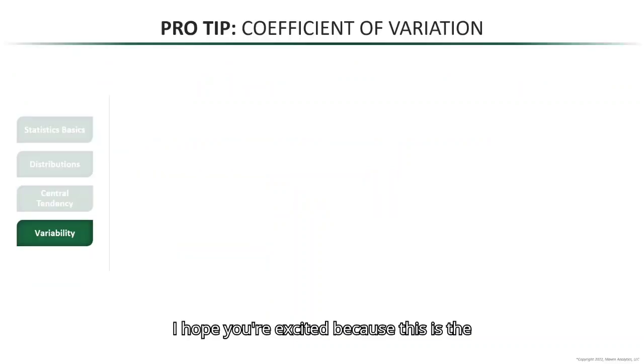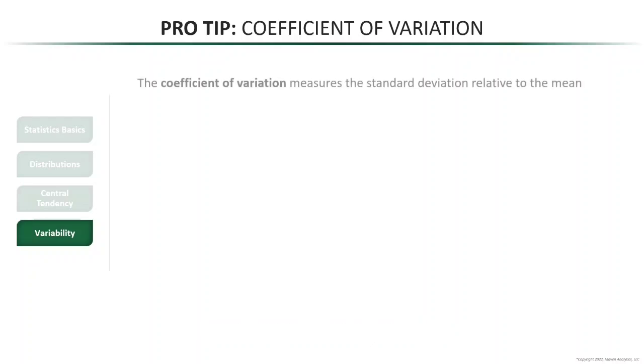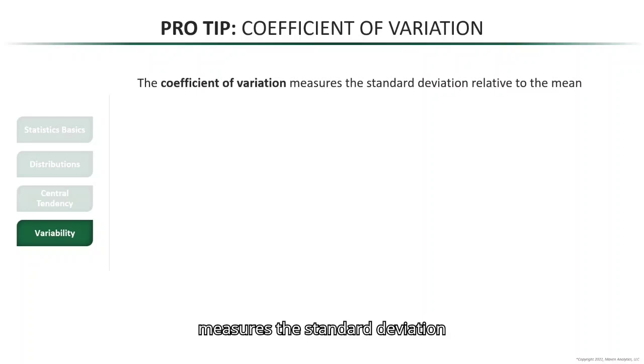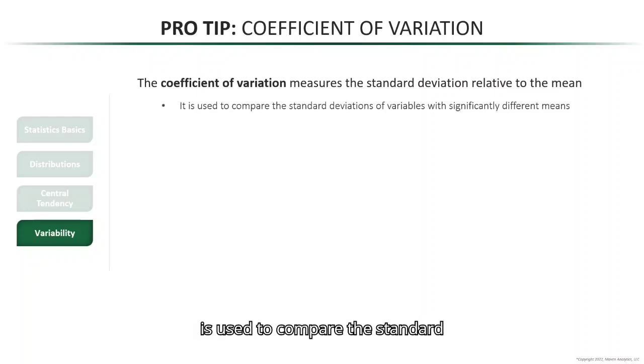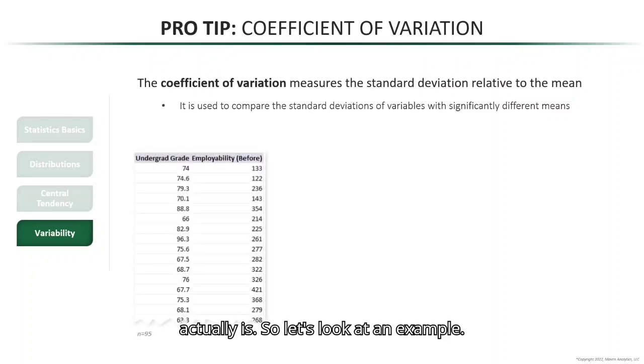I hope you're excited because this is the final topic of our descriptive statistics section, and it's going to be a quick pro tip on the coefficient of variation. Now, the coefficient of variation measures the standard deviation relative to the mean, which means that it is used to compare the standard deviations of variables with significantly different means. And it sounds more complicated than it actually is, so let's look at an example.